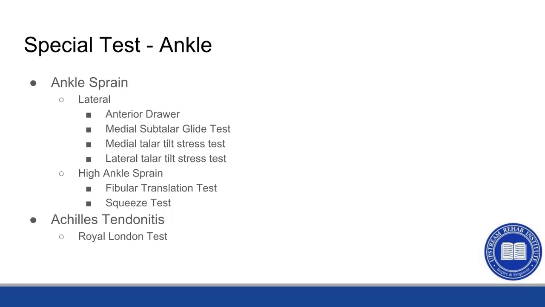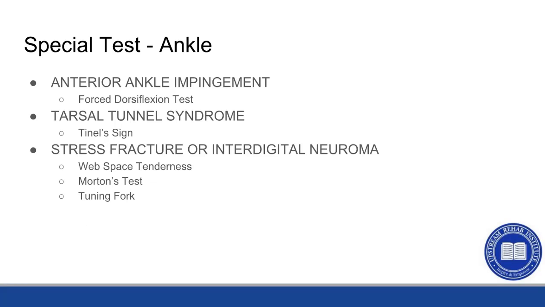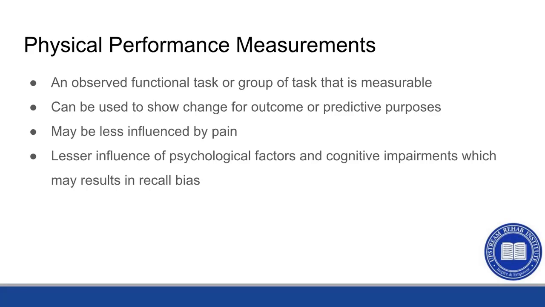The ankle, for any lateral ankle sprain, here's kind of the test listed. High ankle sprain, again, the translation test, squeeze test. Achilles tendonitis, the Royal London test is really good. For any anterior ankle impingement, dorsiflexion, tarsal tunnel, Tinel's, stress fracture, the web space tenderness, Morton's test, or even the tuning fork.